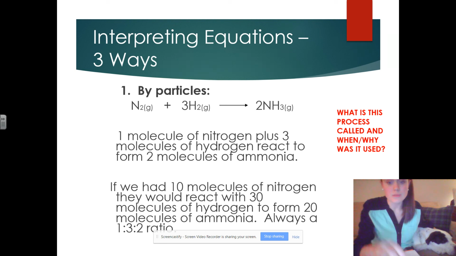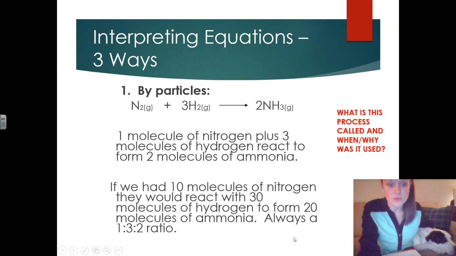Moral of the story there is that your ratios always have to occur in a 1 to 3 to 2 ratio, because in our balanced chemical equation, that 1 to 3 to 2 ratio is how our reactants and products are related. For every 1 molecule of nitrogen, you have 3 molecules of hydrogen, which gives you 2 molecules of ammonia. Okay, so that ratio has to stay constant.